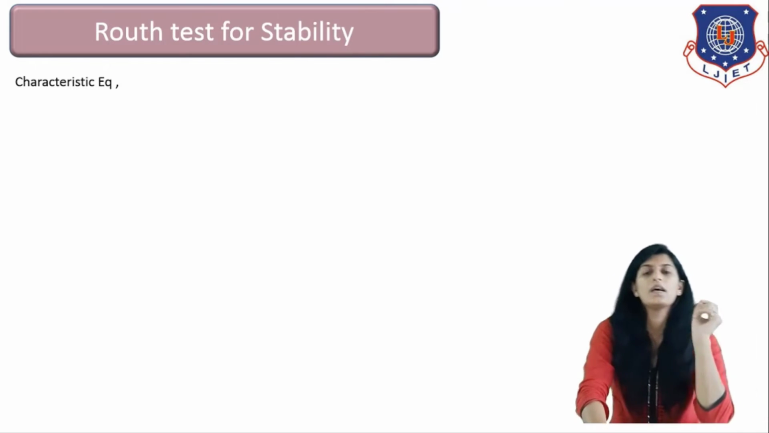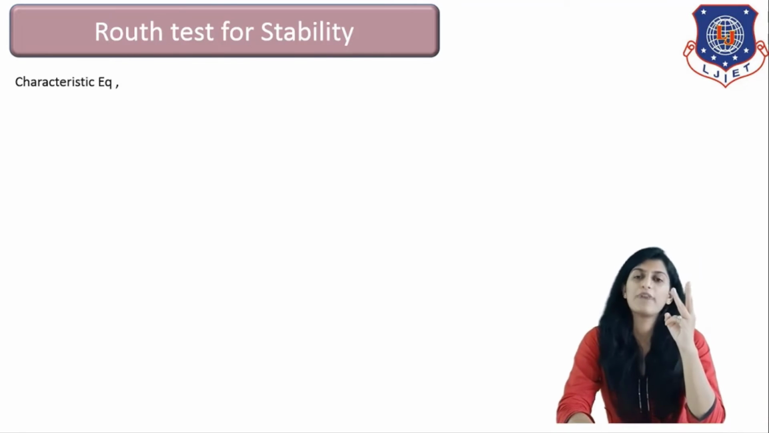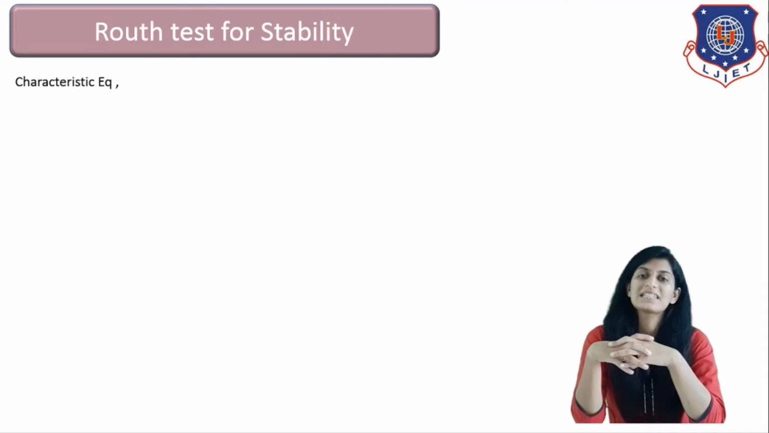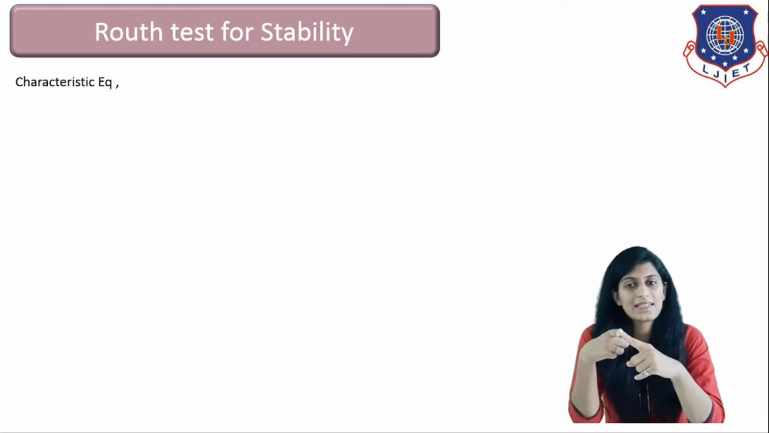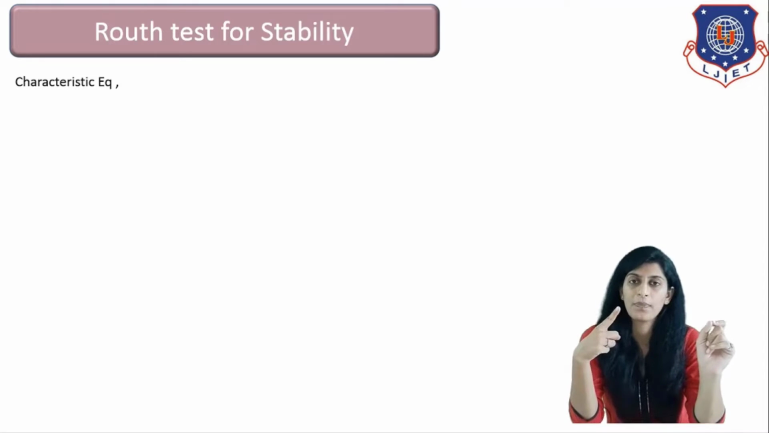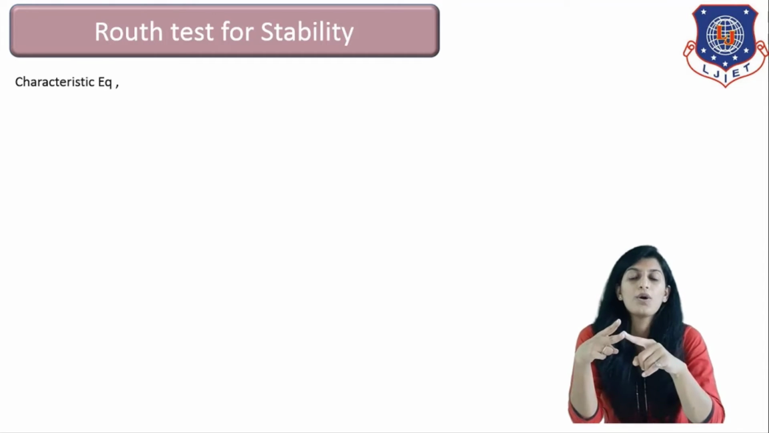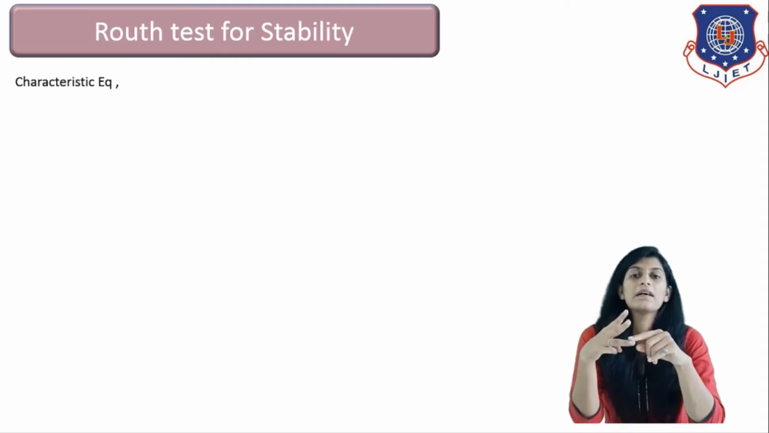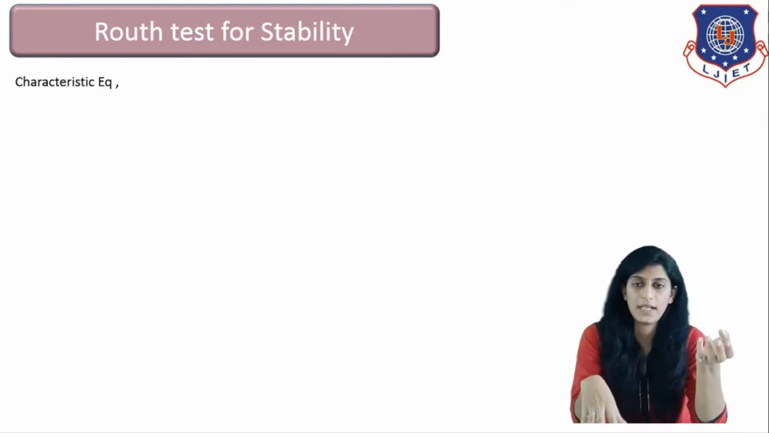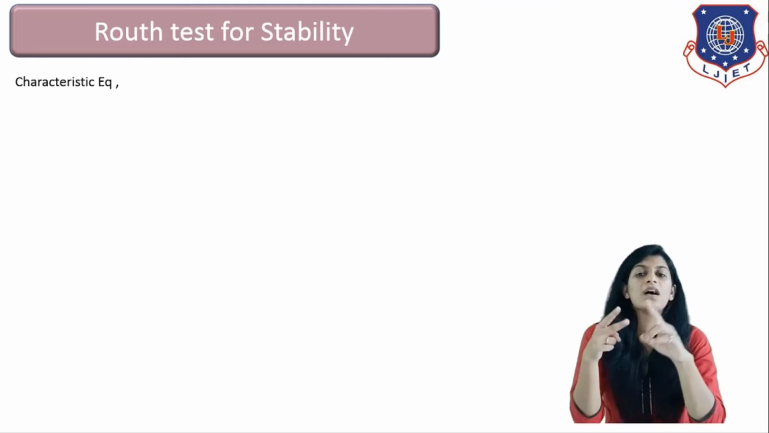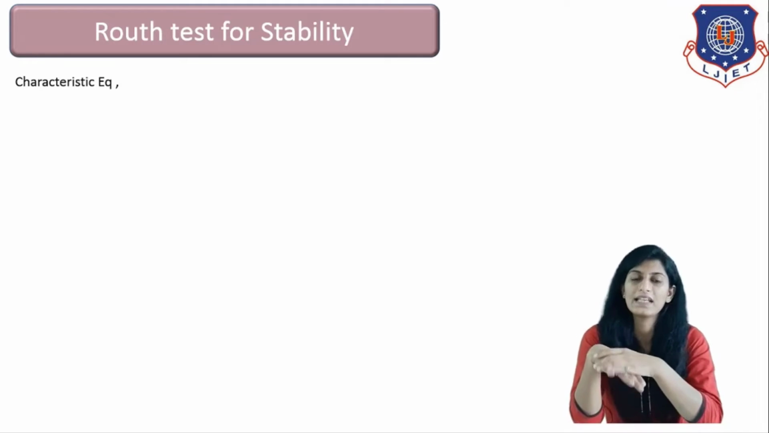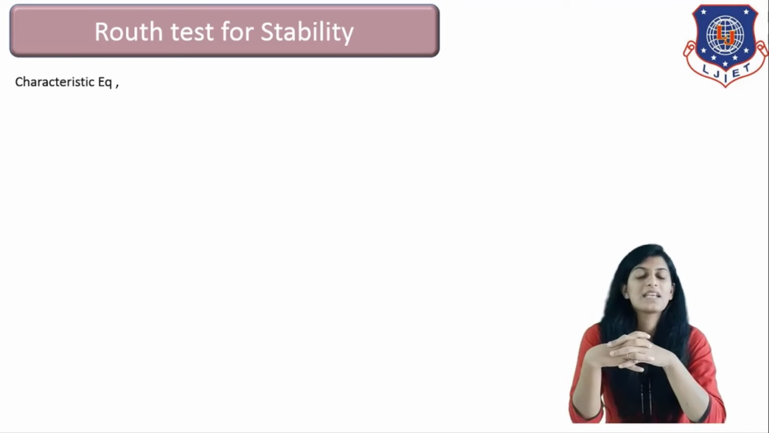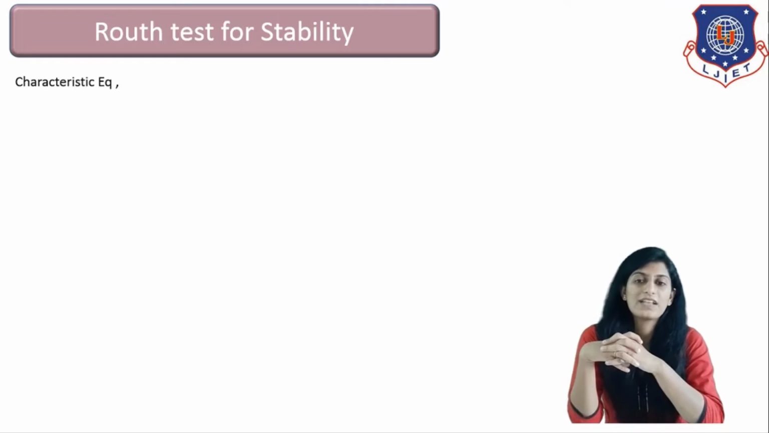Now, moving to the tests for stability criteria. There are 3 different tests which are used to determine the stability of our system: the Routh test, the Routh array, and the Bode diagram. These are the 3 different tests used to determine the stability of a system. Today we will deal with the Routh test for stability.